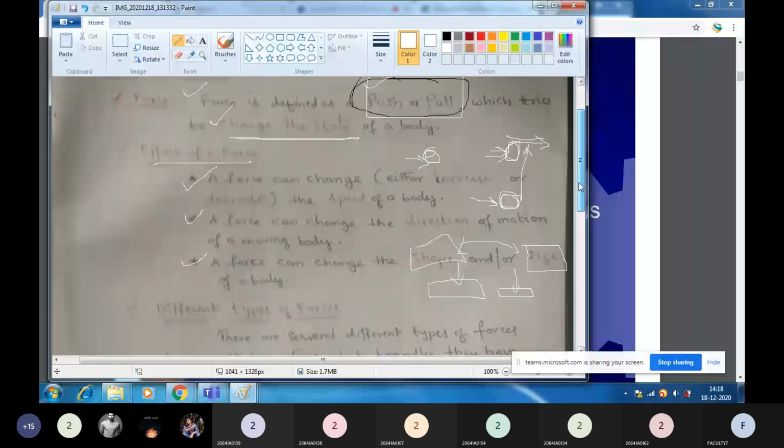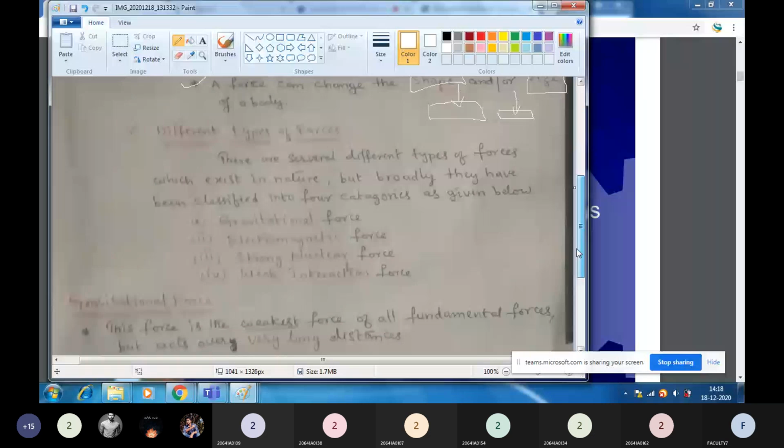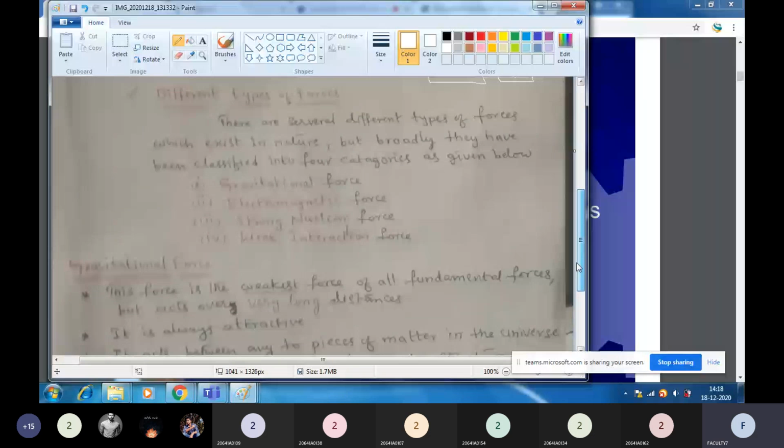Now let us see the different types of forces that we usually find in the textbooks. This will be the sequence that you might have seen in your textbooks. Initially you will start with the gravitational force, next electromagnetic force, strong force, and weak interaction force. The strong force and the weak force are regarding the nuclear concepts, nothing but the microscopic view.